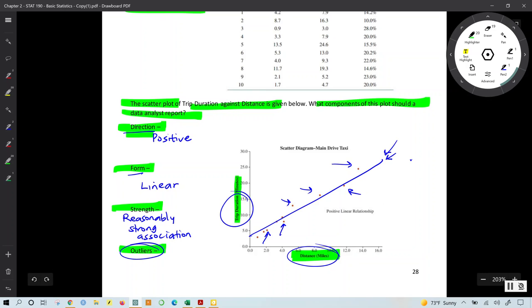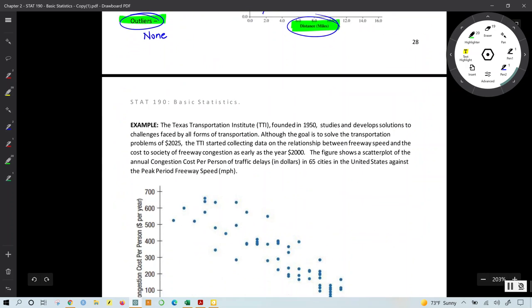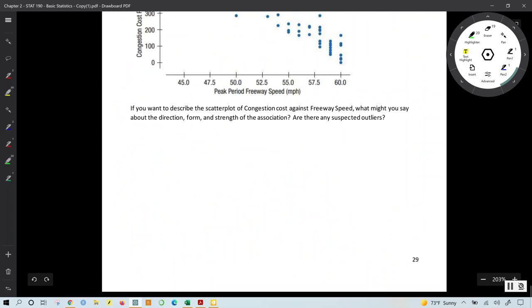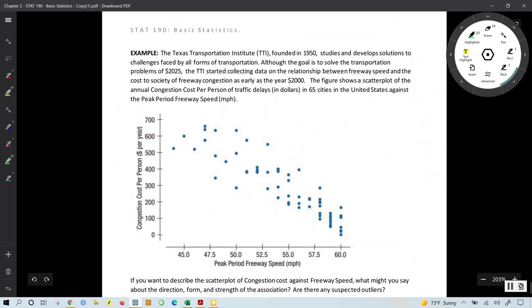Then, is there any presence of outliers? I do not see a point that is significantly away from the line that approximates the relationship. So I would say that there are none. These can be subjective, just a caveat to note. Then we proceed to the next page, which is the last page here.